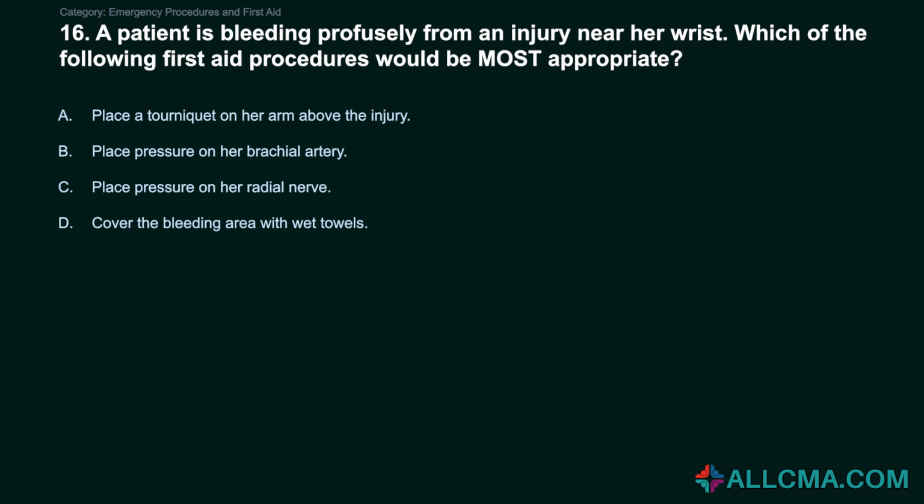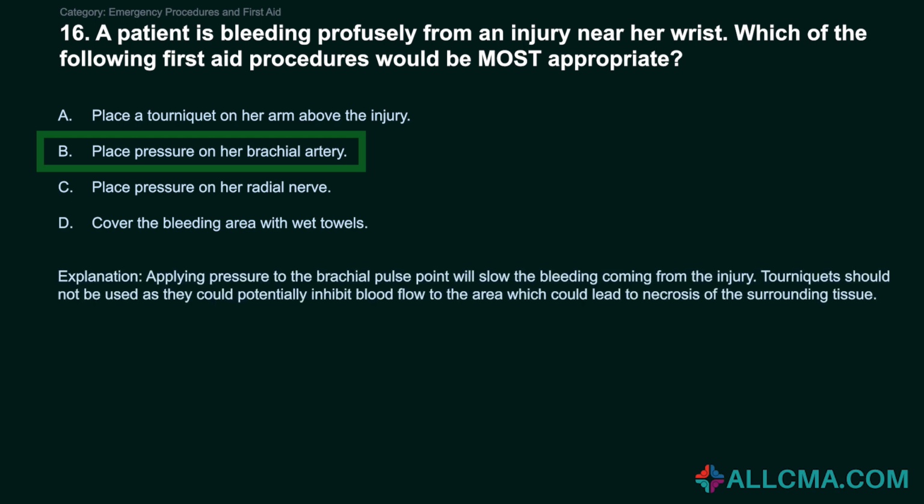16. A patient is bleeding profusely from an injury near her wrist. Which of the following first aid procedures would be most appropriate? A. Place a tourniquet on her arm above the injury. B. Place pressure on her brachial artery. C. Place pressure on her radial nerve. D. Cover the bleeding area with wet towels. Correct answer: B. Place pressure on her brachial artery. Applying pressure to the brachial pulse point will slow the bleeding coming from the injury. Tourniquets should not be used as they could potentially inhibit blood flow to the area, which could lead to necrosis of the surrounding tissue.